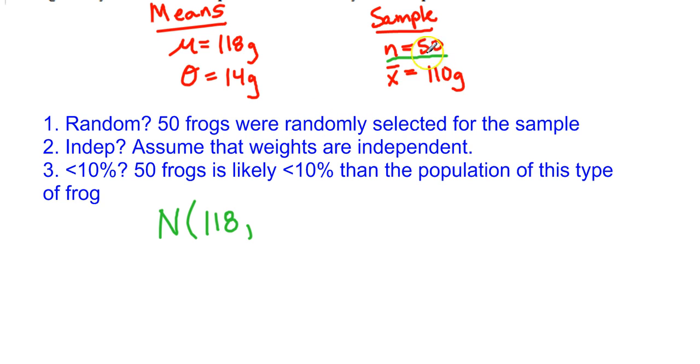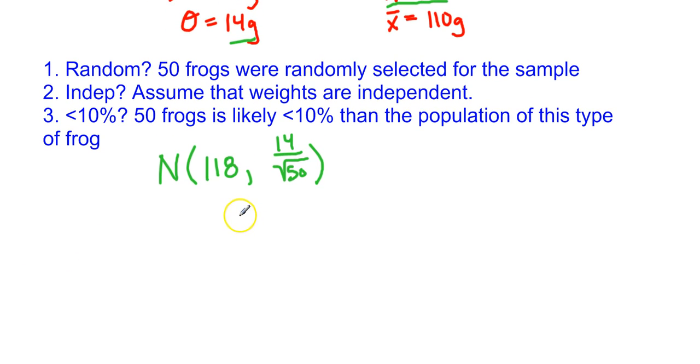The next thing is dependent upon how big our sample size is. So the standard deviation of the sampling distribution is going to be the population standard deviation over the square root of how big the sample is. Our population standard deviation is 14. We have a sample size of 50, so 14 over the square root of 50 is going to give us the standard deviation of our sampling distribution in this particular case.